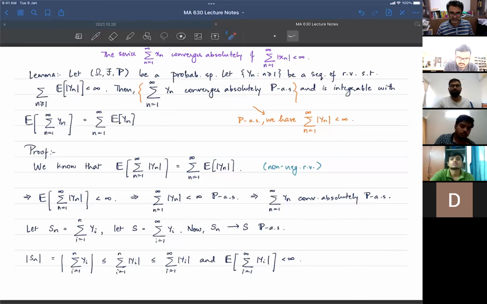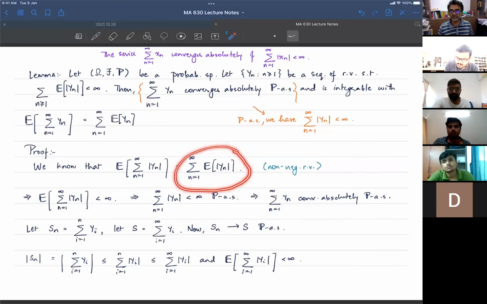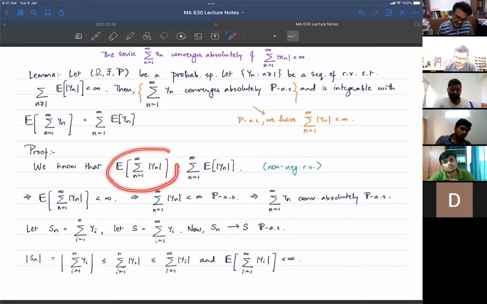Now, what was the assumption? The assumption was that this quantity that I've just circled is finite. Therefore, the left side must be finite since the two are equal. So what does that mean? That means the expectation of the sum n going from 1 to infinity of the absolute value of Yn is finite.